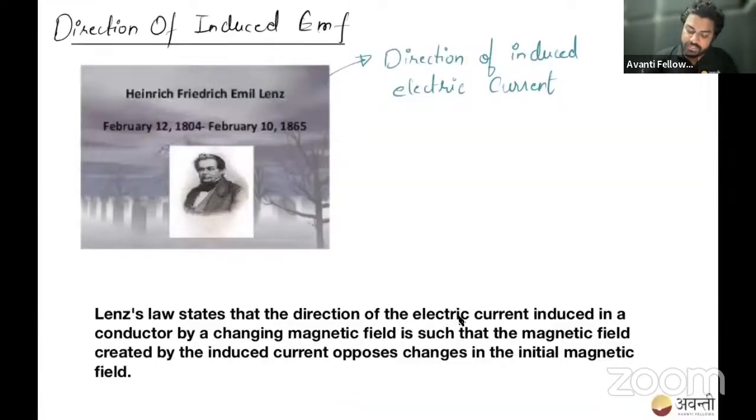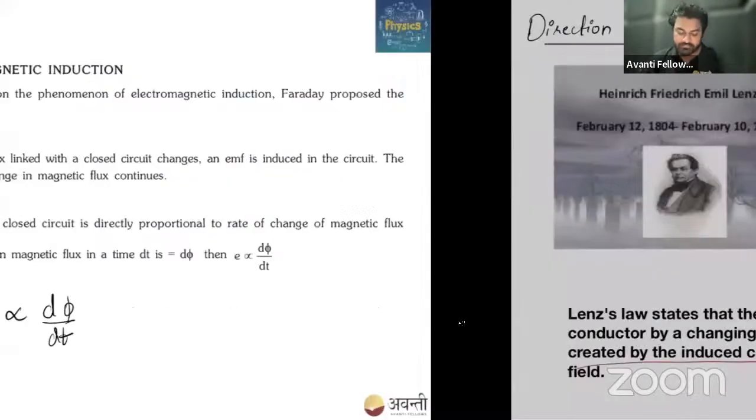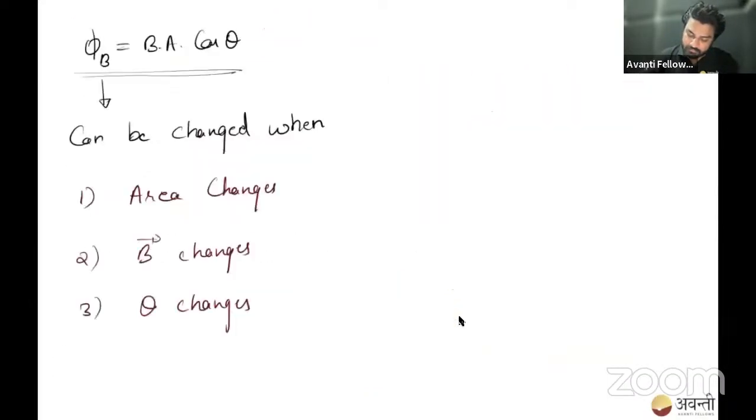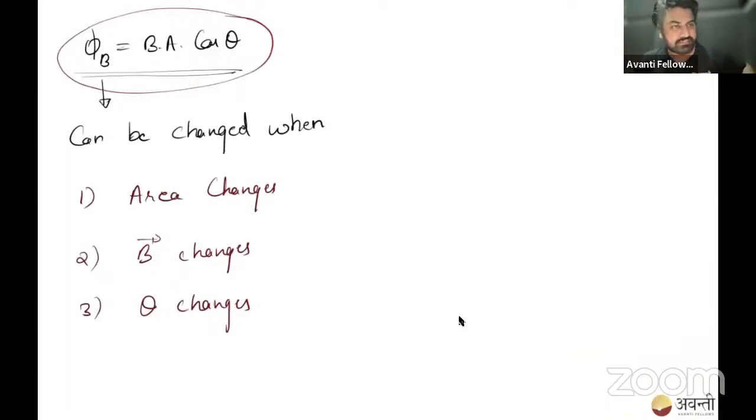So the direction of induced current was given by Lenz. And what did Lenz tell? He told that the magnetic field created by induced current opposes the change. So we have studied the formula BA cos theta. But after the suggestion of Lenz, Faraday started to put a minus in front of flux, BA cos theta.